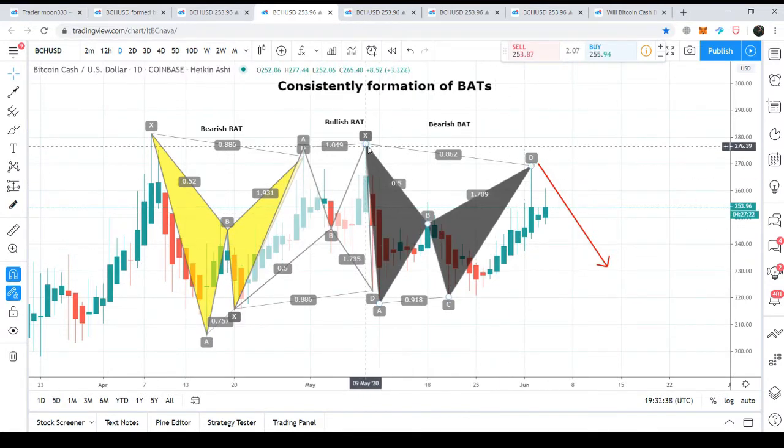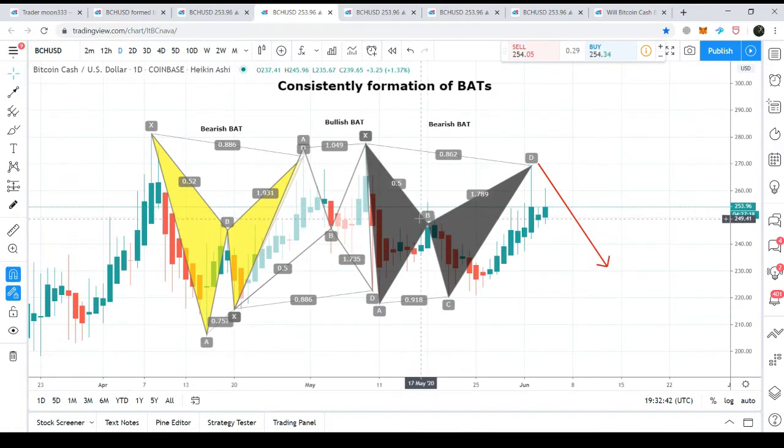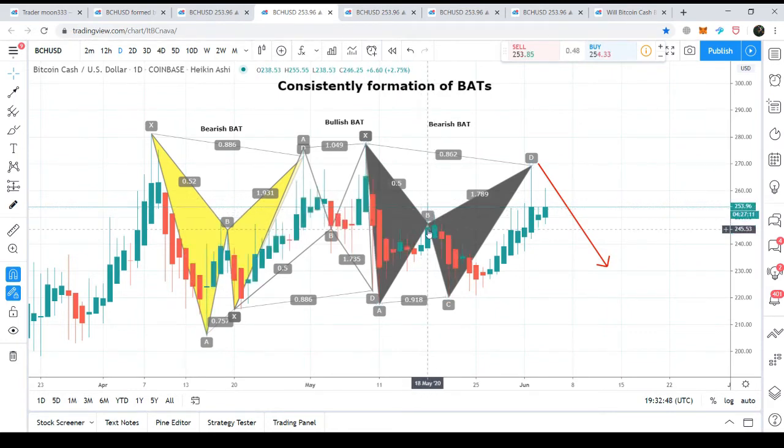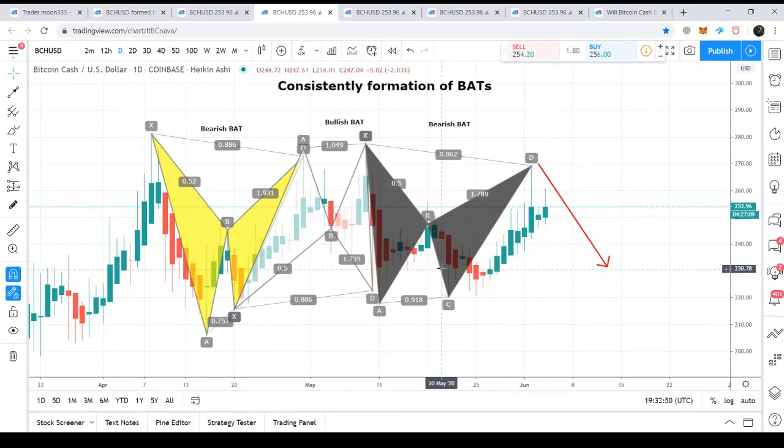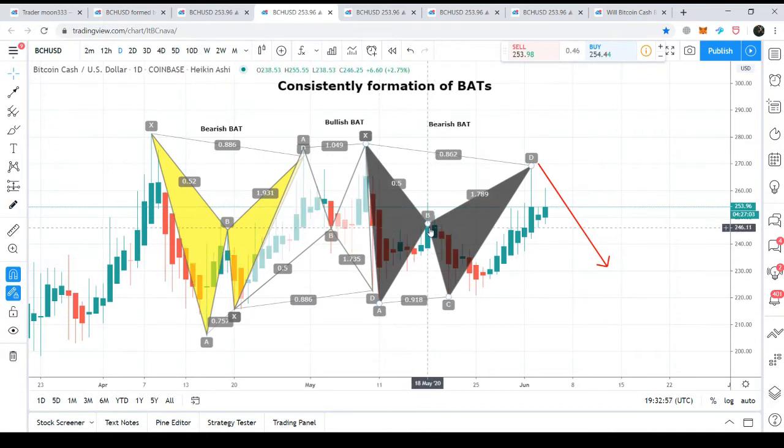This is the initial leg, X to A. Then the A to B leg is retraced between 0.382 to 0.50 Fibonacci level. I have just ignored this extra spike. Then we can see that the price action is projected between 0.382 to 0.886 Fibonacci projection of the A to B leg. And now finally the price action has retraced between 0.786 to 0.886 Fibonacci level.